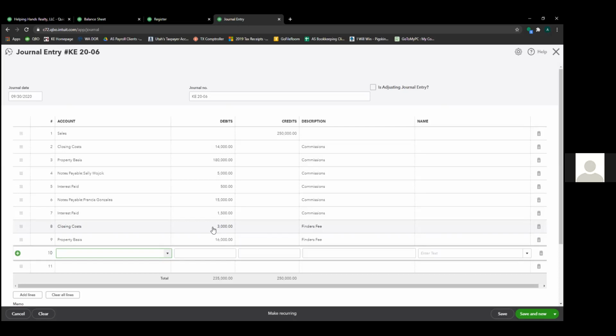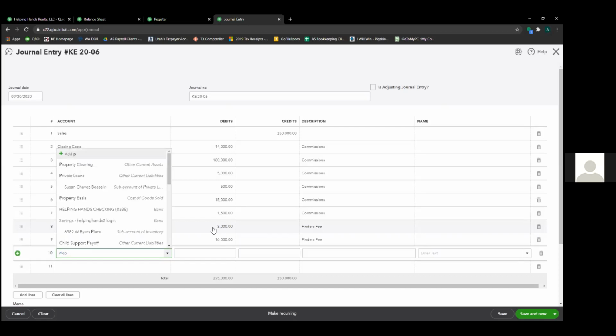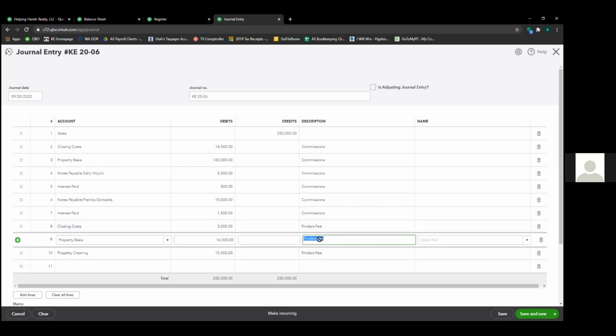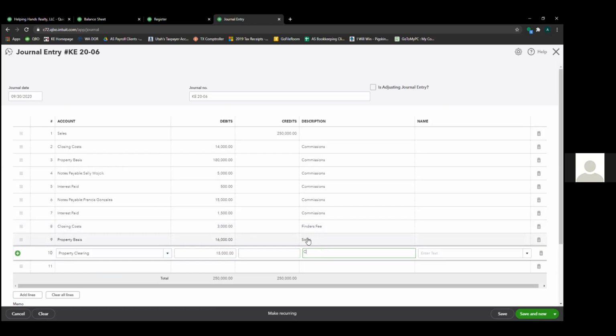All right, so there's that. So then the difference here, we do have a difference, and that's going to be the cash due to you guys. So in this case, it's $15,000 of cash due to you. Okay, cool. But I want to put solar here and then cash due to seller.